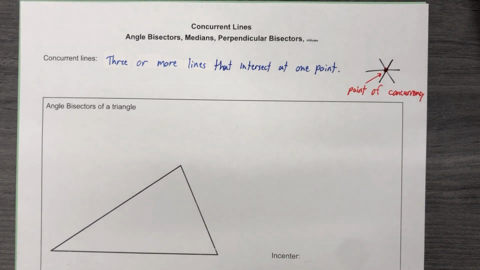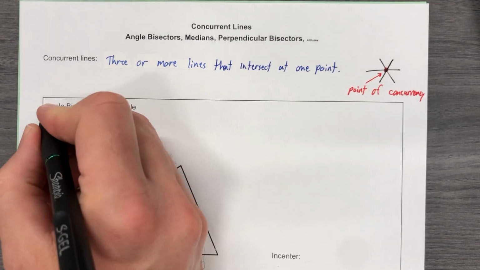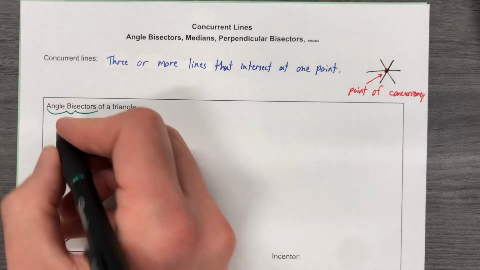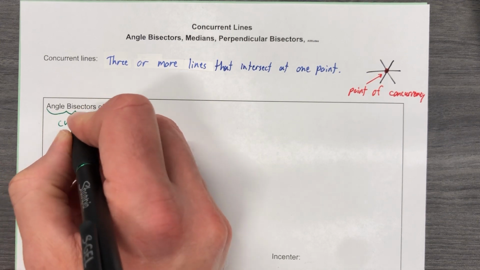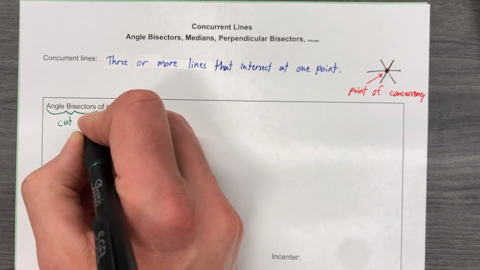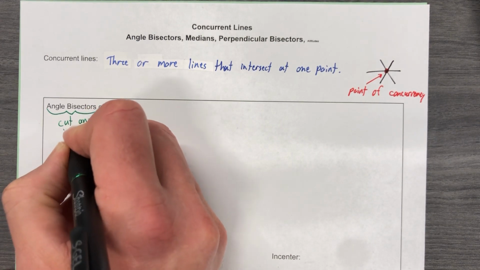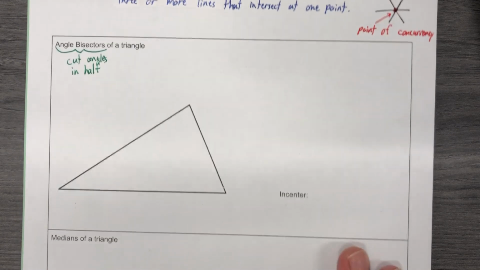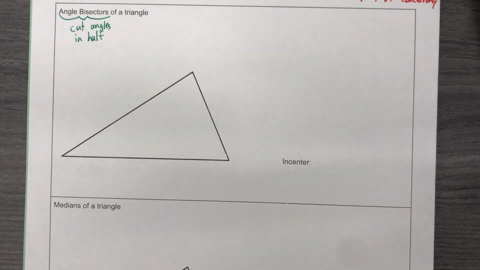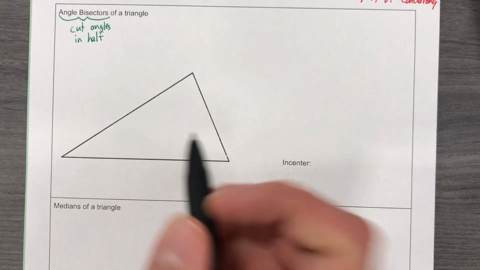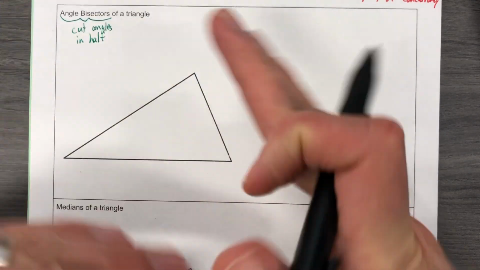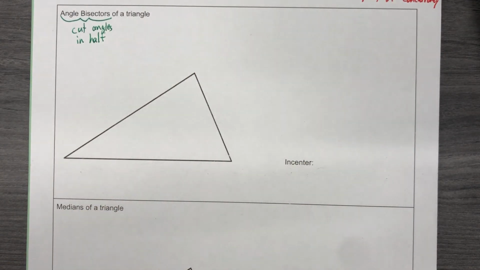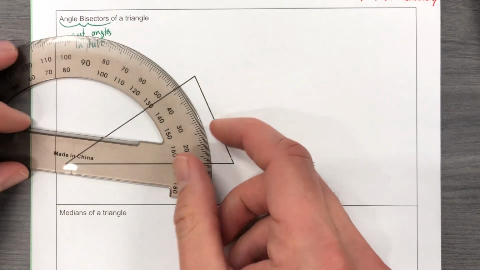Angle bisectors are segments that cut angles in half. That's the really lame definition of it. So I'm going to just write that lame definition here. Angle bisectors, they cut angles in half. So if I bisect a 90-degree angle, half of 90 would be 45. So what I'm going to do is try, and you can just eyeball it if you want to, but I'm going to try to cut this angle in half, this angle in half, and this angle in half. And because I'm the one giving the notes, I'm going to be as exact as I can.